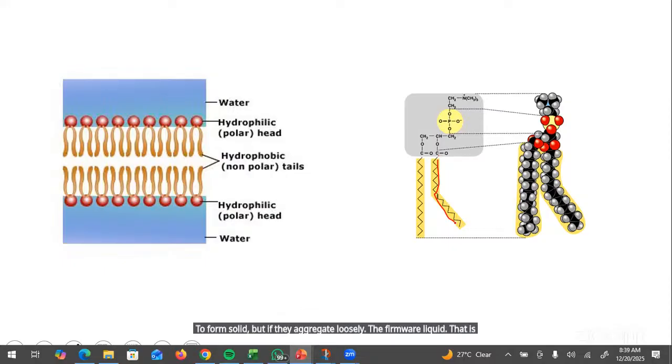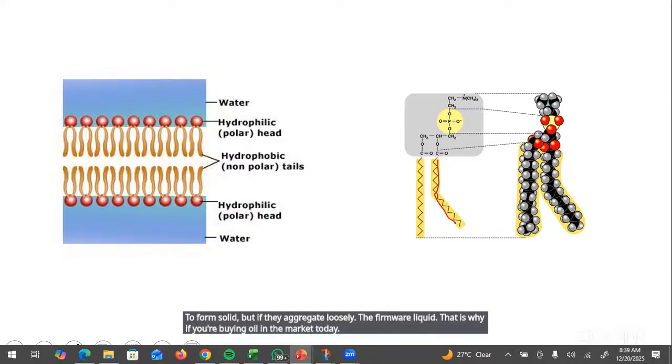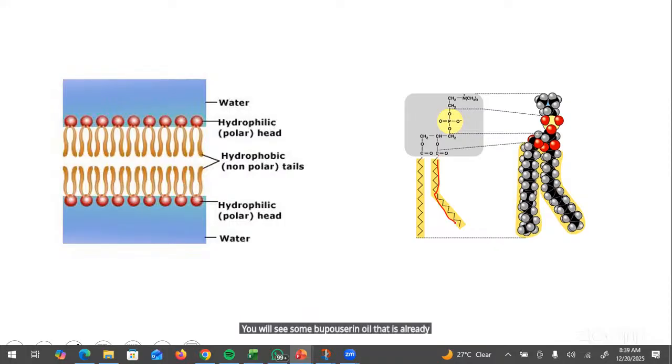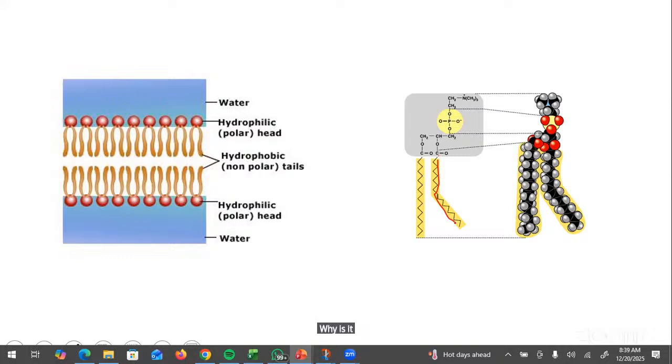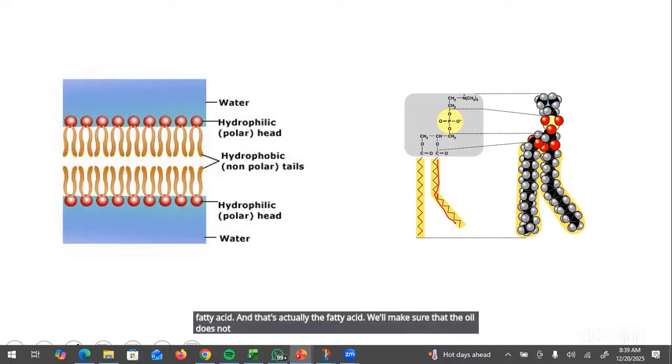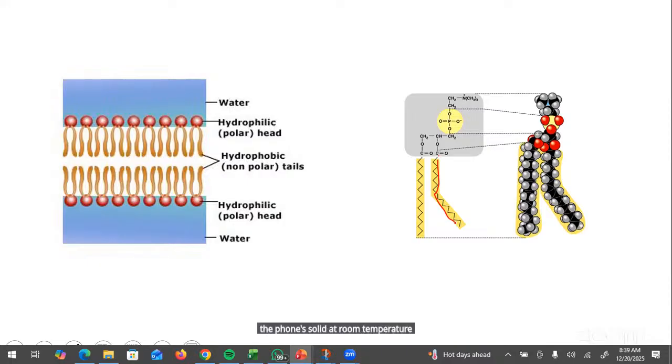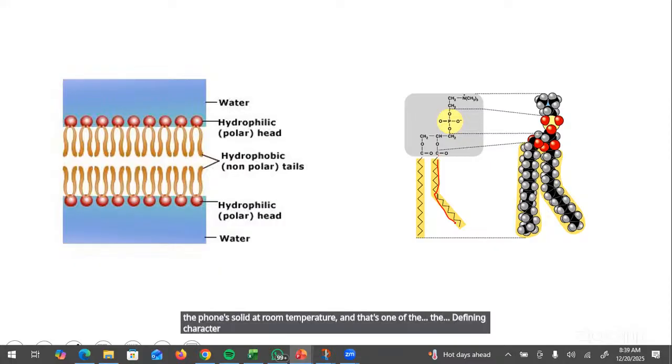That is why if you're buying oil in the market today, you will see some people selling oil that is already sleeping. That's what we call it, oil that has congealed. We say this oil is sleeping. I will not want to buy it because we have been told that oil that is sleeping is bad oil. Why is the oil sleeping? Because the oil is made up of saturated fatty acid, and because of their nature, saturated fatty acids can compact very well. When they compact very well, they form a solid at room temperature. And that's one of the defining characteristics between fat and oil.